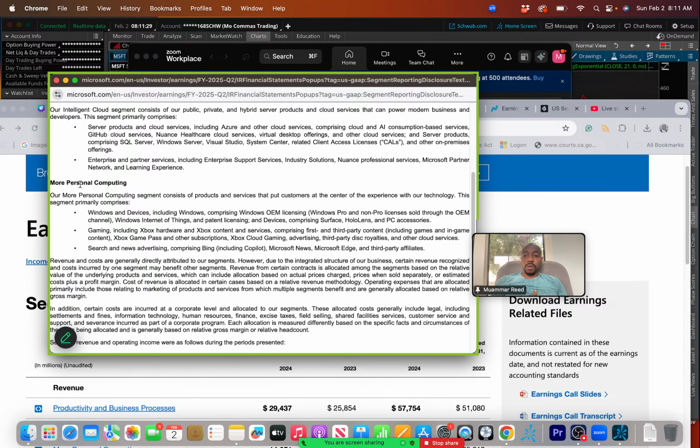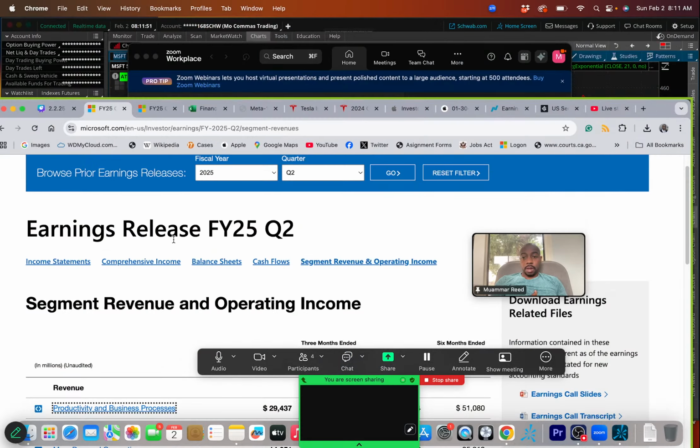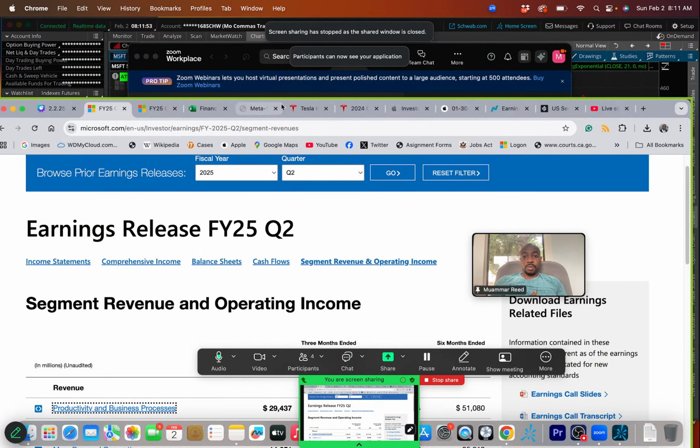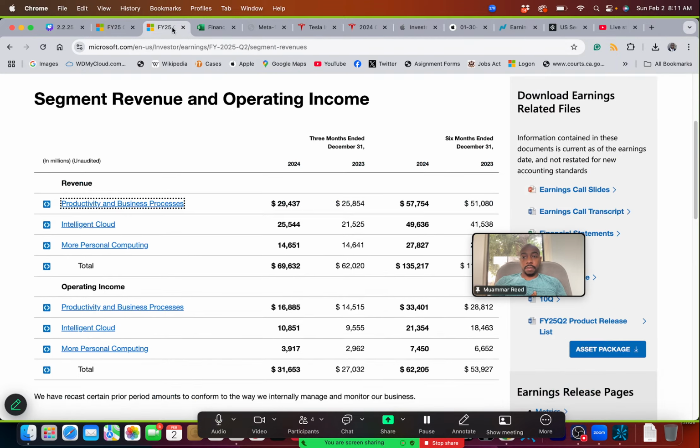And then on the personal computing side, this is the old school Windows, Xbox, the gaming stuff, right? And then some search and news, like Bing, right? So if you're breaking down the categories and you're wondering what's inside of the categories, that's how you would do it for Microsoft specifically, right? All right. Going back to their earnings. Pull that up.